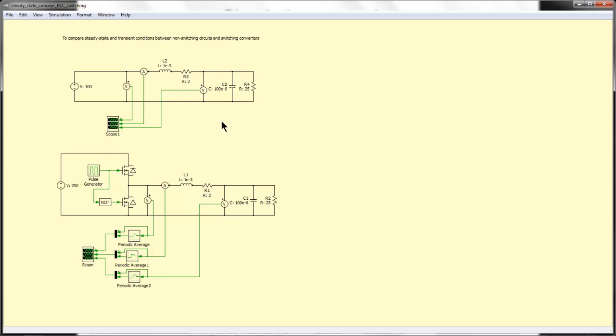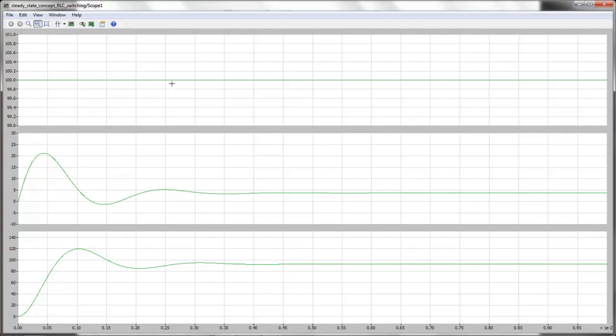Next, I'm going to show a simulation of both the basic non-switching circuit here, the RLC circuit, and here is the switching converter, which basically has the same circuit, only the input, instead of applying it as a 100 volts DC source, I'm applying an average of 100 volts by switching from a 200 volts DC source at a duty ratio of 0.5 in this power pole. So this part of the circuit is identical to this part of the circuit, and only the voltage that appears here, instead of being 100 volts instantaneous, is a 200 volts to 0 switching waveform with its average equal to 100 volts. So here are the simulation results.